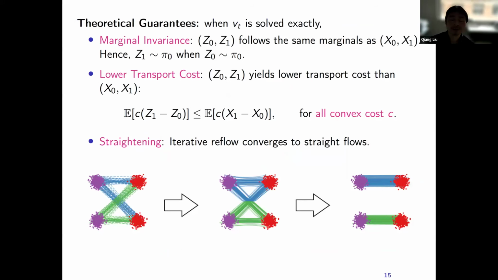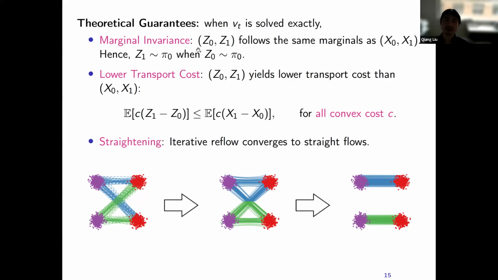So, theoretical properties. It turns out this method has a number of important properties that ensure it actually works. One is marginal invariance. What it means is that if you take an arbitrary coupling x0, in fact an arbitrary pair of random variables x0 and x1, they don't have to be independent. They can be arbitrarily dependent.